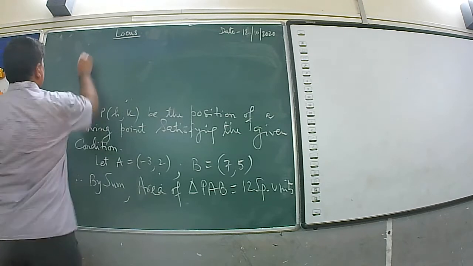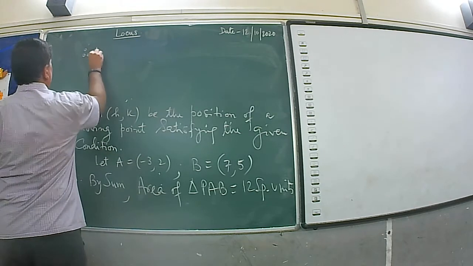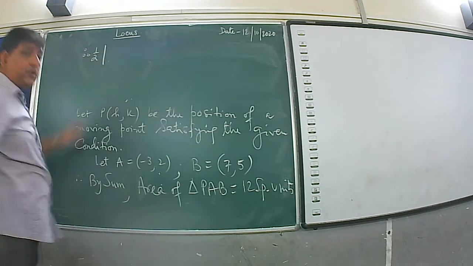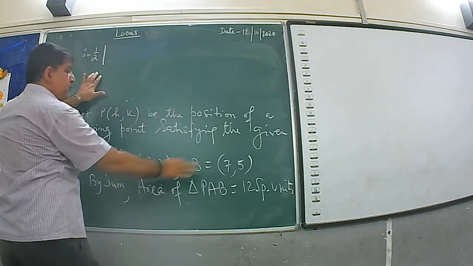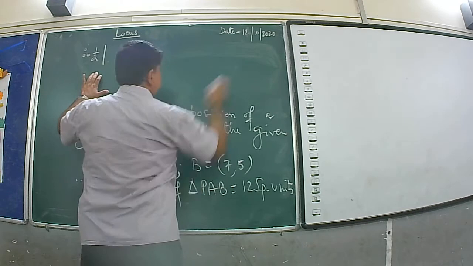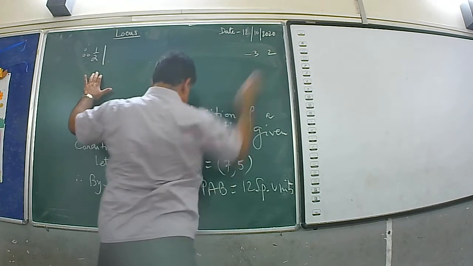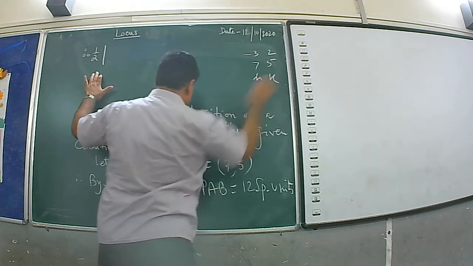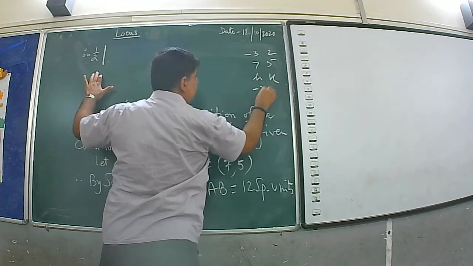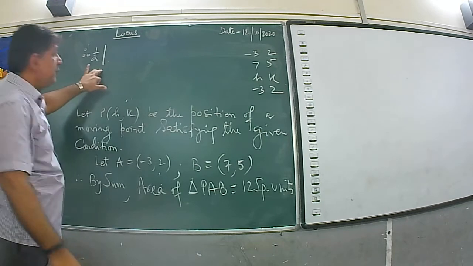Therefore, half mod. You have to put modulus for finding the area, and these 3 points should be written one by one. That is (-3, 2), then (7, 5), and then the third one is (h, k), which we have taken. Once more we have to write (-3, 2). Now in the bracket, what we have to do?